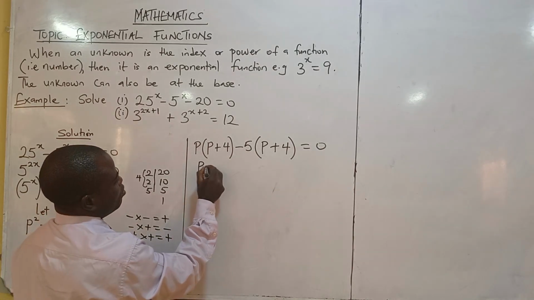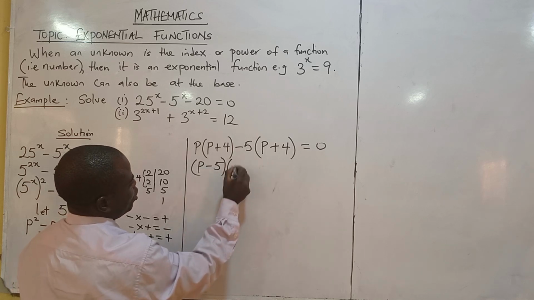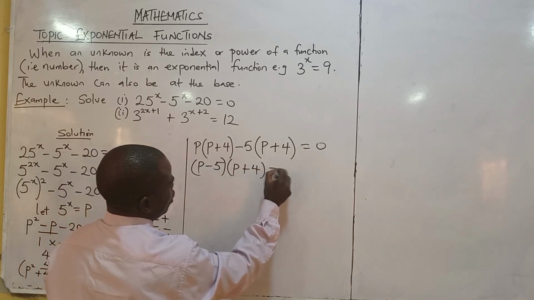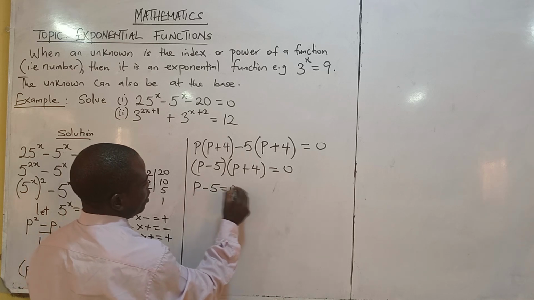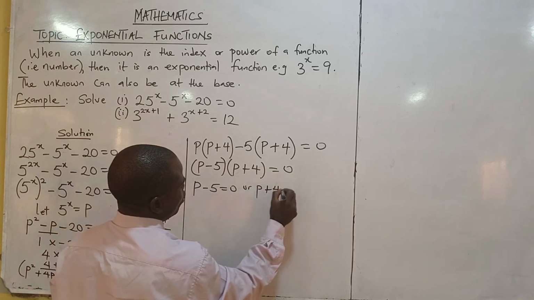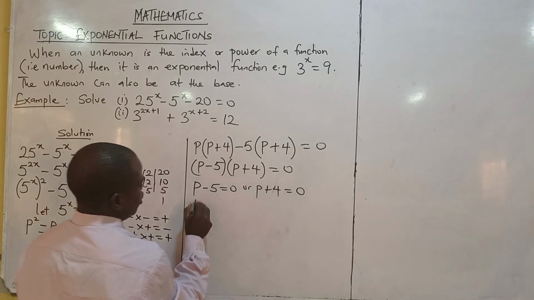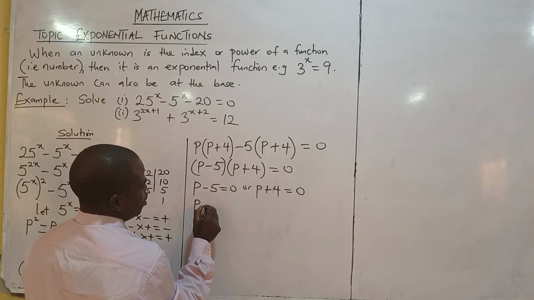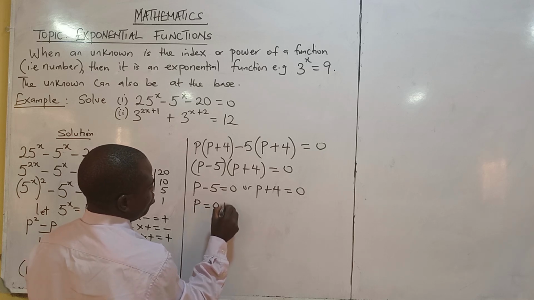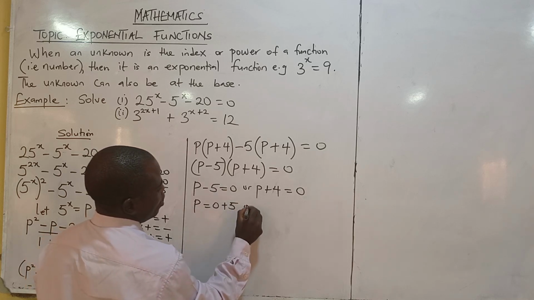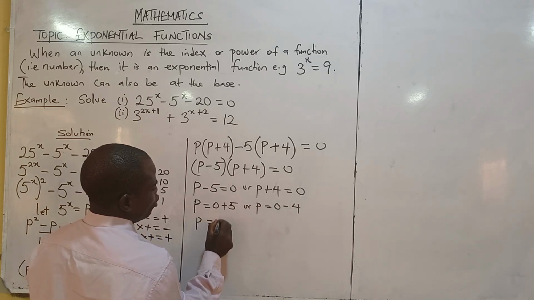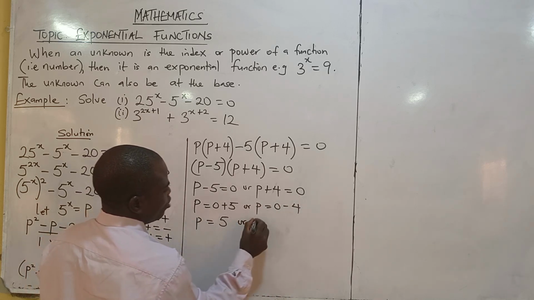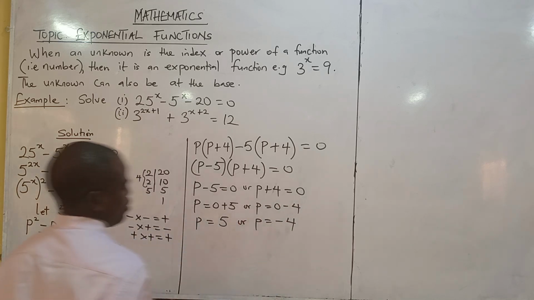We now have (p - 5)(p + 4) = 0. Now p - 5 = 0 or p + 4 = 0. So p = 0 + 5, collecting the like terms, or p = 0 - 4. Now p = 0 + 5, that's 5, or p = -4.